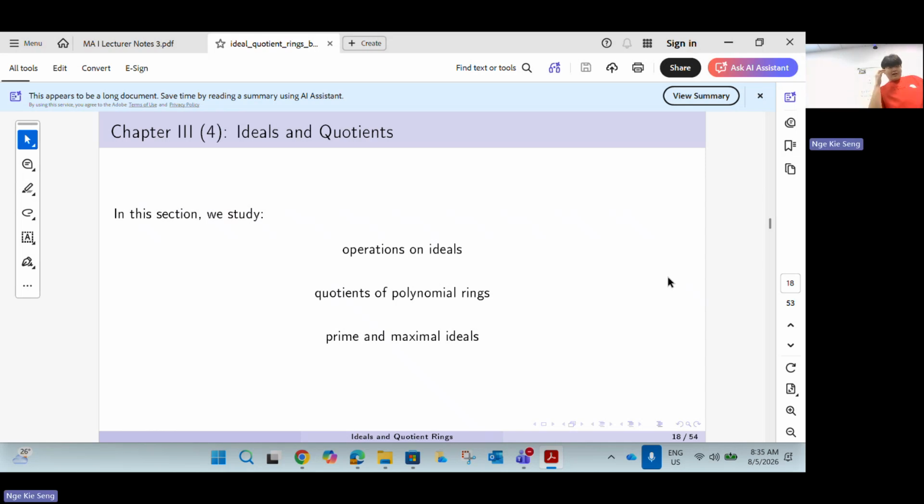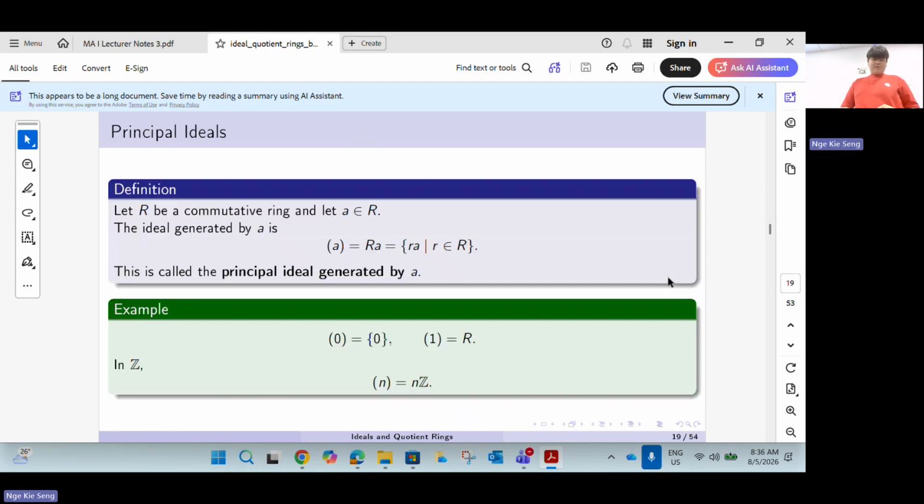We have already finished section 3. Then next we go to section 4, the ideal and the quotient. No, section 4 is the prime ideal and the maximal ideal. Before we talk about the prime ideal and maximal ideal, we want to talk about what a principal ideal is first. Let R be a commutative ring.